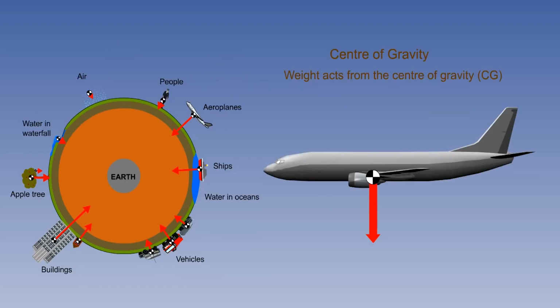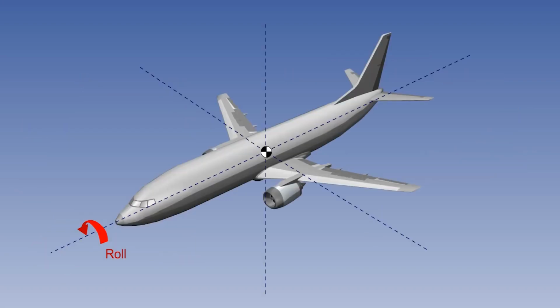The force of weight is taken to act from a single point within the body, which is called the centre of gravity. An aircraft's weight acts from its centre of gravity. For an aeroplane to maintain stable flight and have sufficient control, the aeroplane's centre of gravity must be within a safe narrow range. In flight, an aeroplane rotates about its centre of gravity.